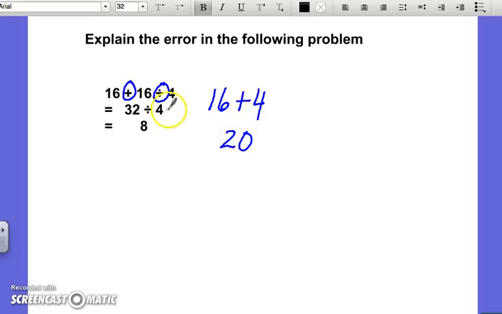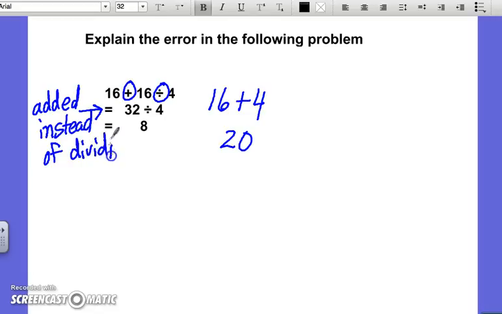But notice what happened right here. What did they do? They added first. So explain the error. Their error is right here. And what happened was they added instead of dividing first. So that would be your explanation. So they added instead of dividing first. So you've got to be able to do that.